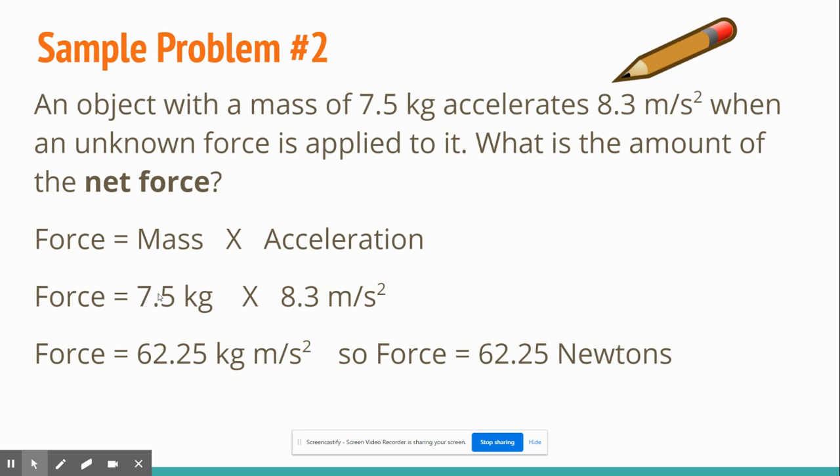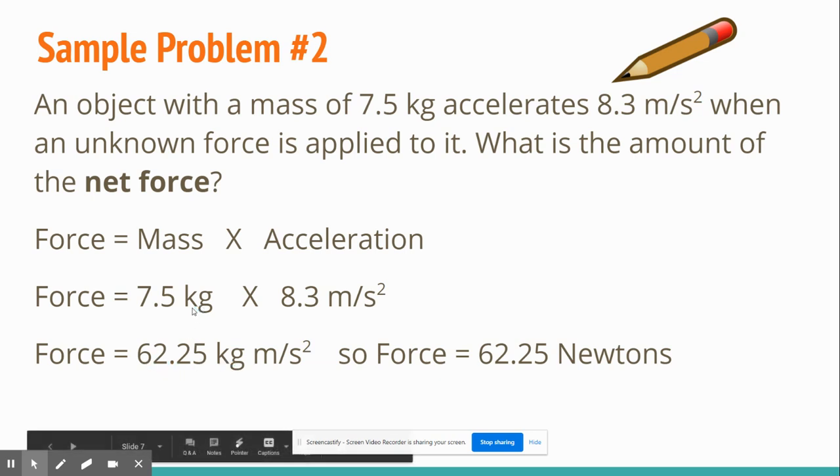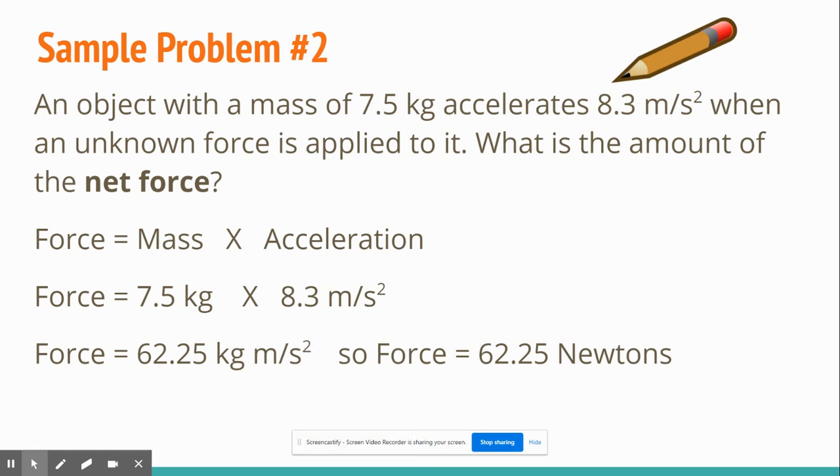So I multiply that in my calculator. Now watch this. I have a kilogram. So I get the 62.25. Now look what I have for my units. I have a kilogram. I wrote that here. And I have a meter over a second squared. And I wrote that there.